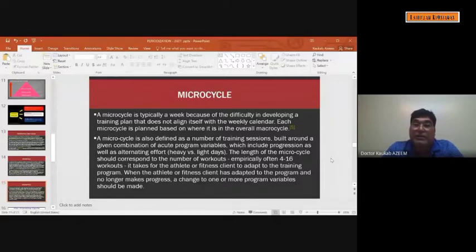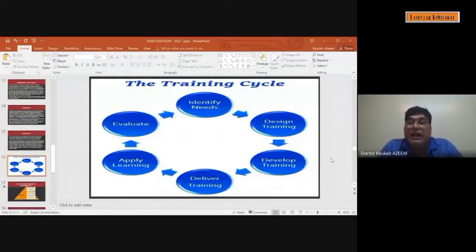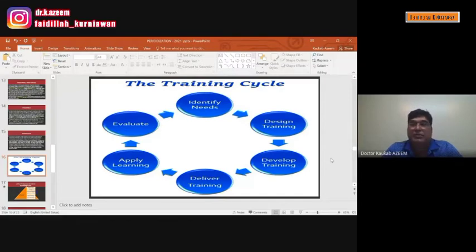This is the training cycle. You can see very clearly: identify needs. What is your need? Then test the students, design the training program, develop the training, deliver the training, apply learning, and evaluate again. So this is the training cycle we will use in our practical implications.